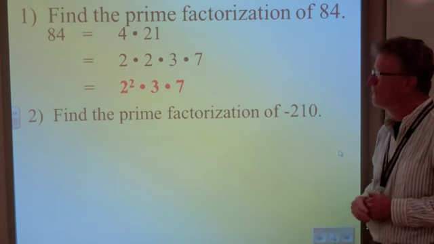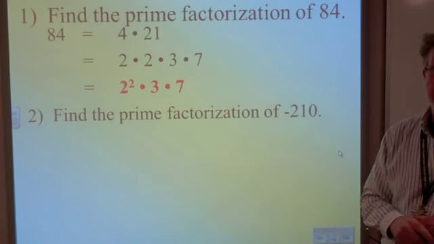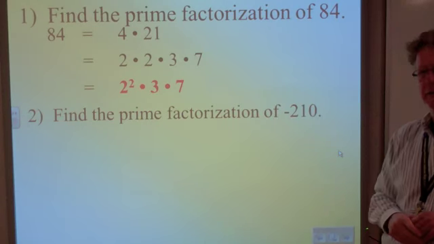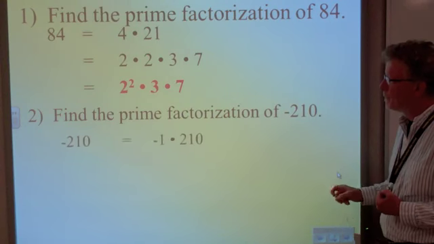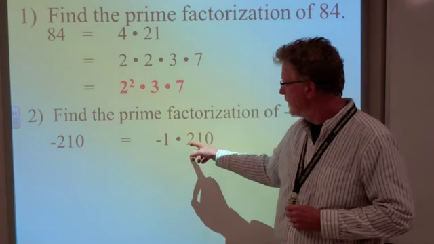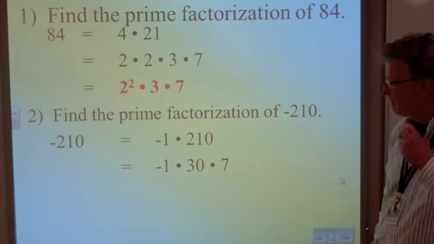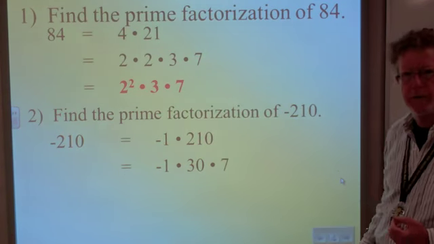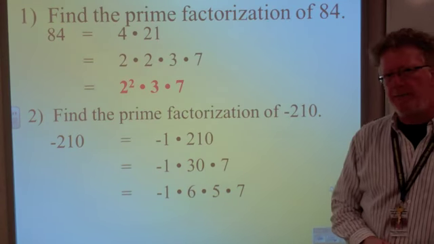Alright, try the one for negative 210, and when you hit play, we'll go over the answer. Okay, for negative 210, obviously it's divisible by 2, it's divisible by 5, and it's divisible by 3. So starting out, we know that we can take the negative 1 out, and then that leaves us with a positive number. That's 7 times 30. We could see that 7 times 3 is 21, so 7 times 30 is 210. And then we can break down the 30 into 6 times 5.